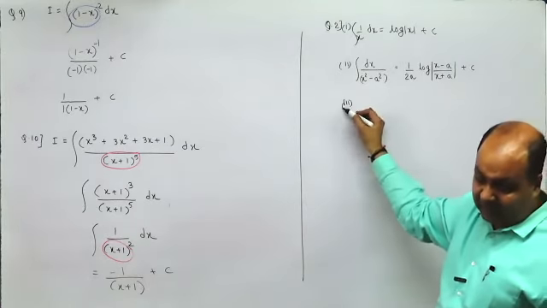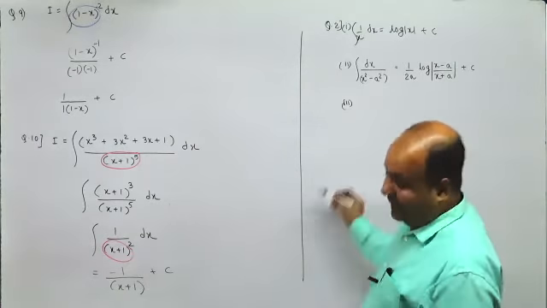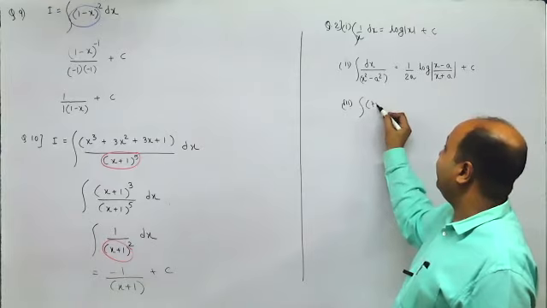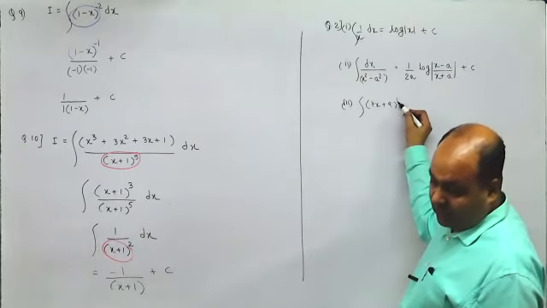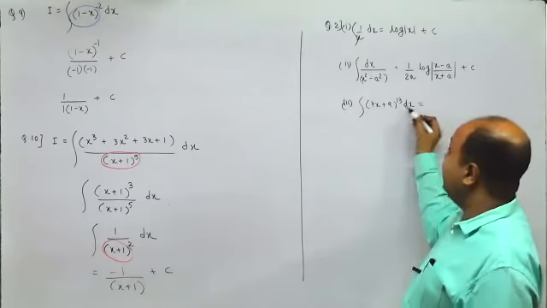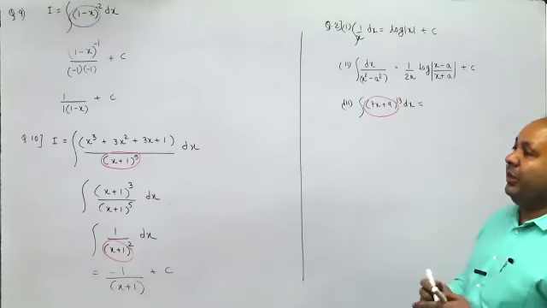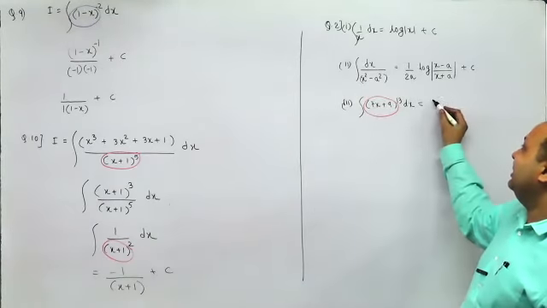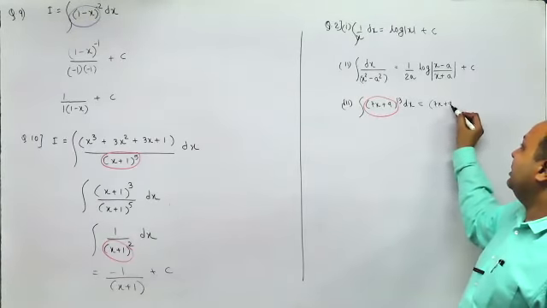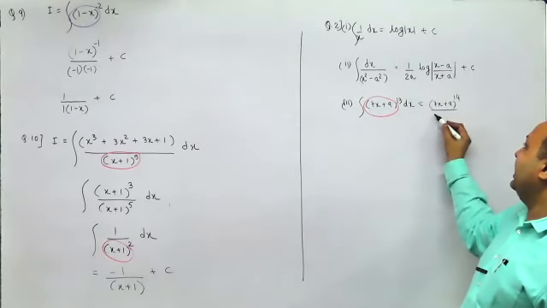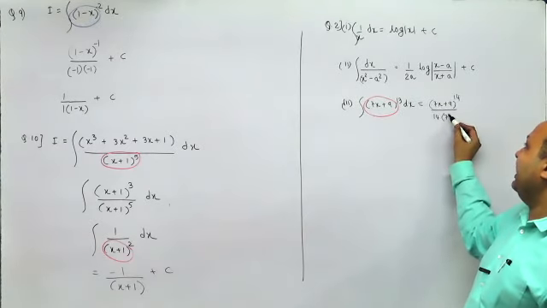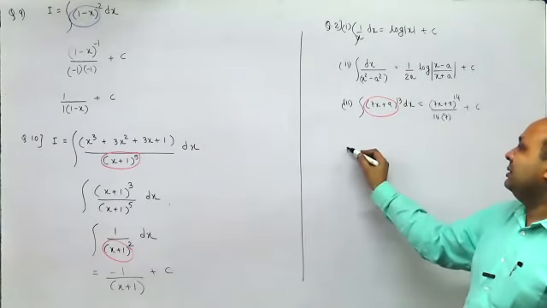Third one, here this is 7x plus 9 raised to 13 dx. So this can be treated as x. When you have x raised to n, it would be x raised to n plus 1 upon n plus 1 into the coefficient of x plus c.